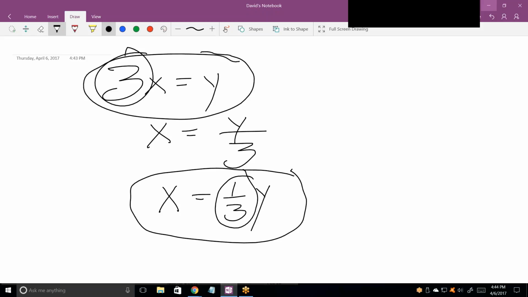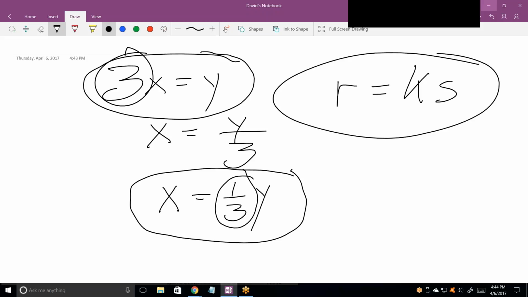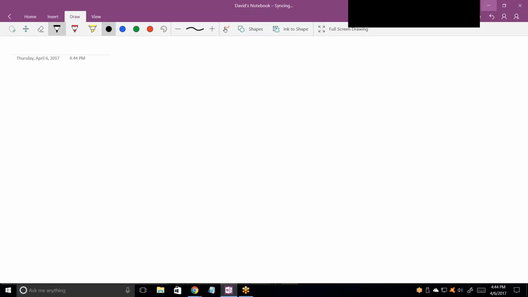In other words, it doesn't always have to be y. I can say r is directly related to s, like that. So I can have any variable I want on the line. But in the context of these questions, they're using nothing but x and y, so you always kind of want to solve for y.